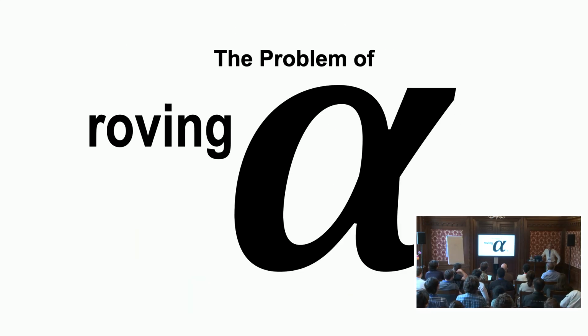And this is, of course, a well-known problem. It's been called the problem of roving alpha. There are two ways of thinking about it. I have a very small p-value. Can I take more drastic decisions? Or I have a very small p-value, can I adjust alpha? It amounts to the same thing.